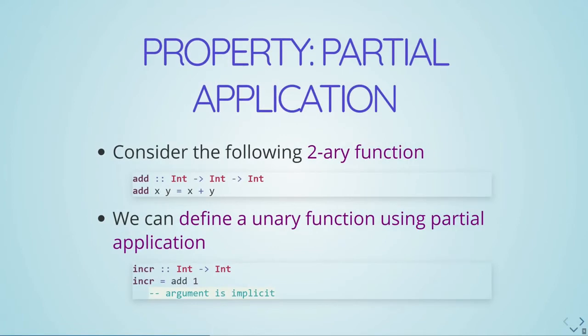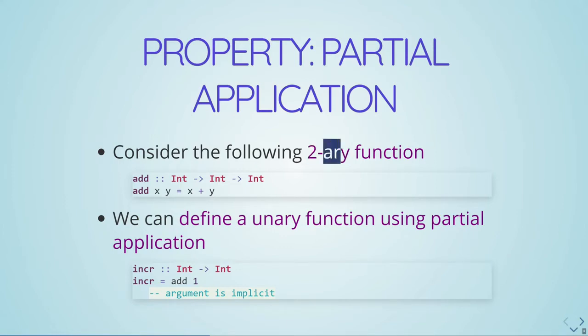So let's discuss another property of functions in Haskell, which is partial application. This actually has to do with currying, how we define functions, which we talked about before. So consider the following two arity functions. Recall the arity of a function is just the number of arguments it takes.